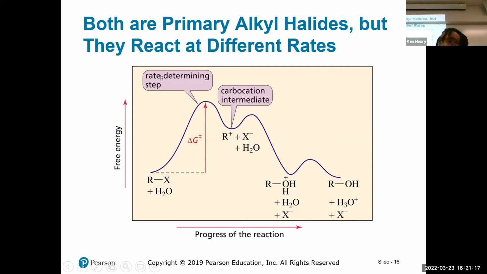Okay, so if we take a look at this. Both are alkyl halides, but they react differently. So in this case, if we have this first hump, this here is going to act as our rate limiting step, right? Because the rate to get over it is going to take more time than to get over the next one. So this guy will be the rate limiting step, where these two are going to happen so fast relative to this one, okay?